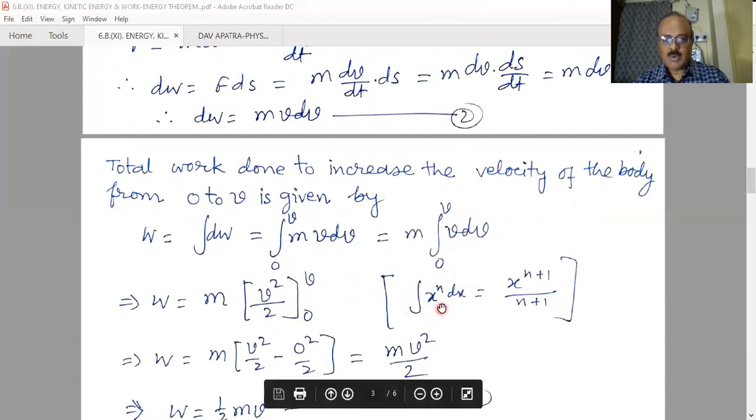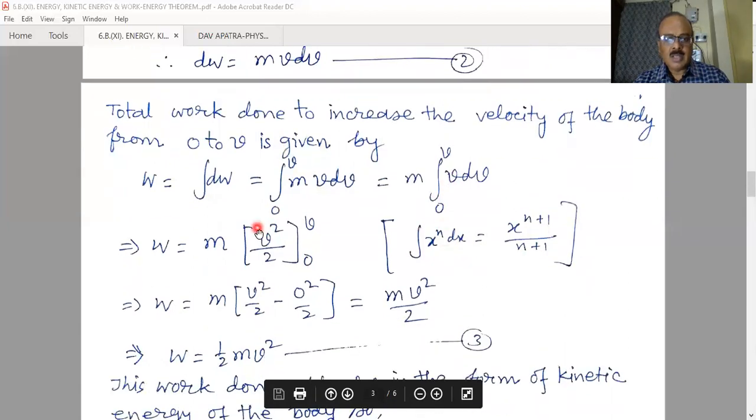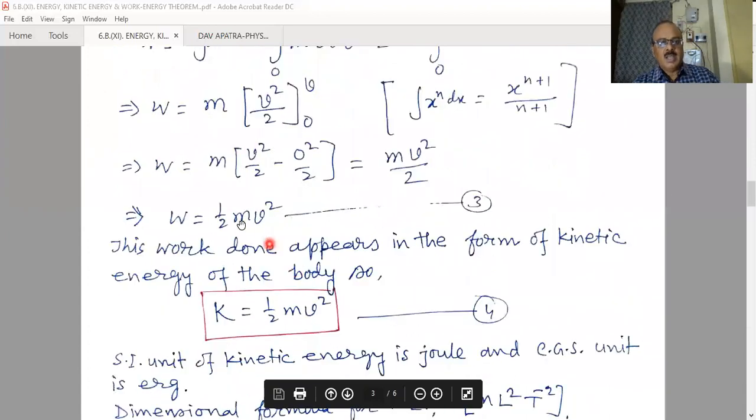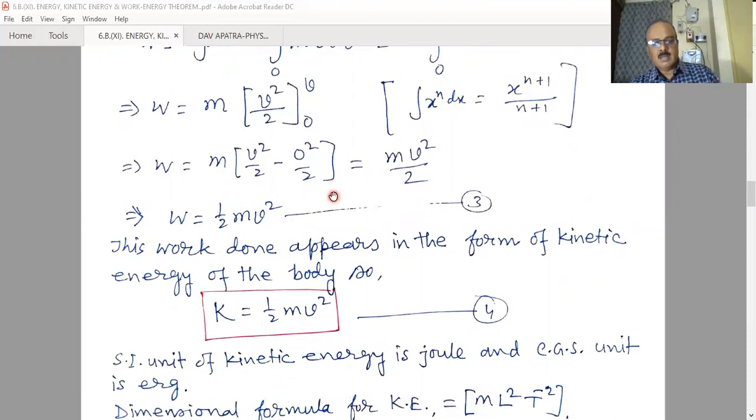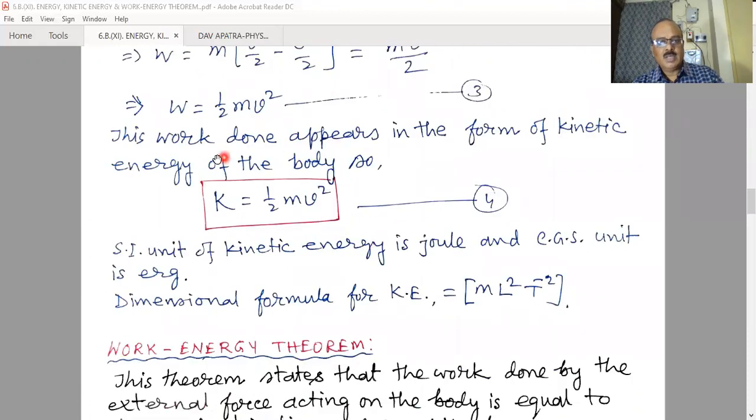We are using the formula: the integral of x to the power n dx is x to the power n plus 1 divided by n plus 1. Now by putting the upper limit minus lower limit, W is equal to m into v square by 2 minus 0 square by 2, that is m v square by 2, or half m v square. Therefore, the work done to bring the object from rest to motion at the velocity v is half m v square, and this work done appears in the form of kinetic energy of the body. Therefore we can write the kinetic energy as half m v square, a very well known formula, which you already know.